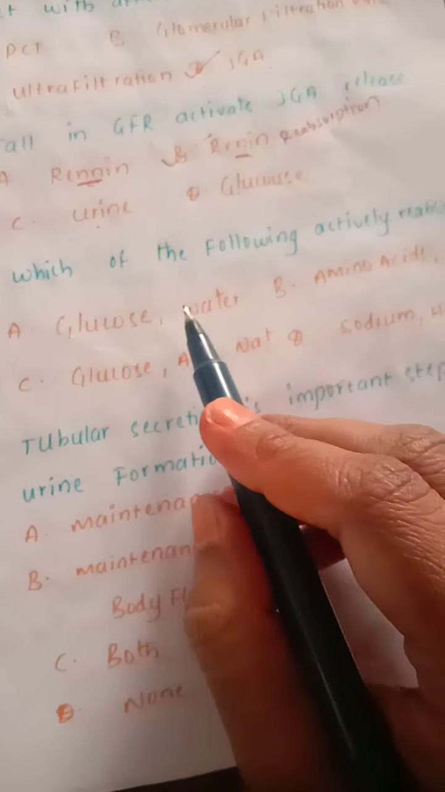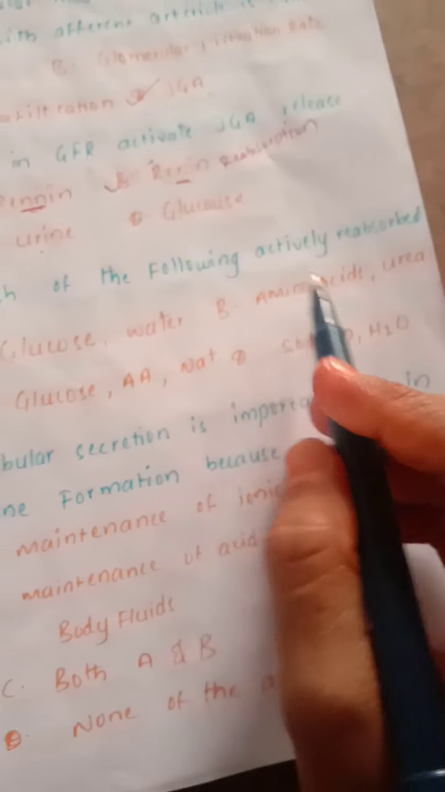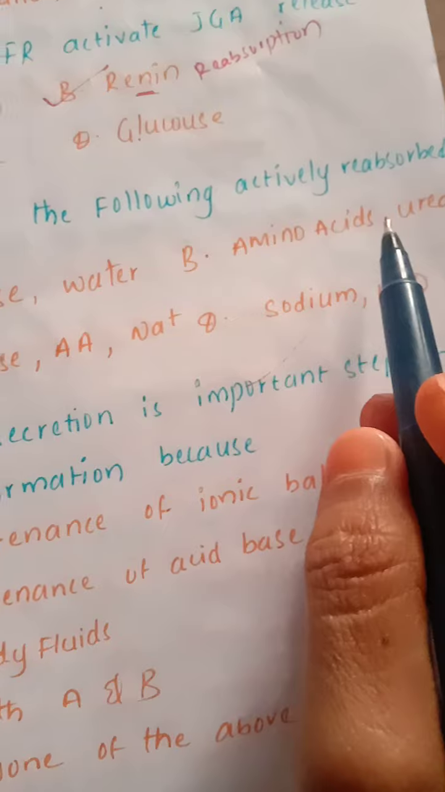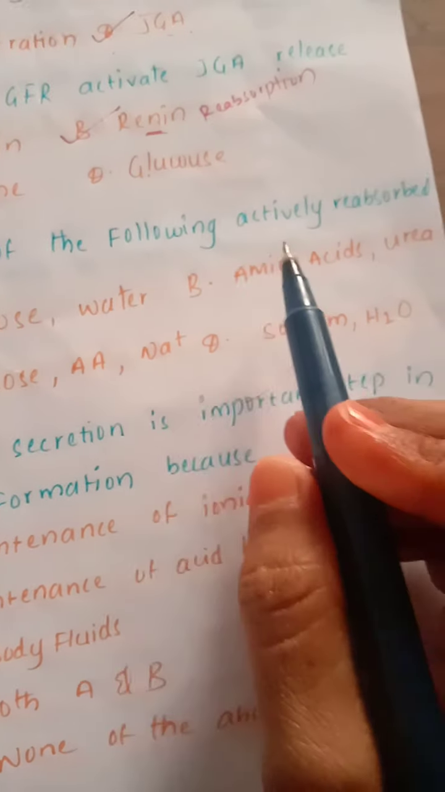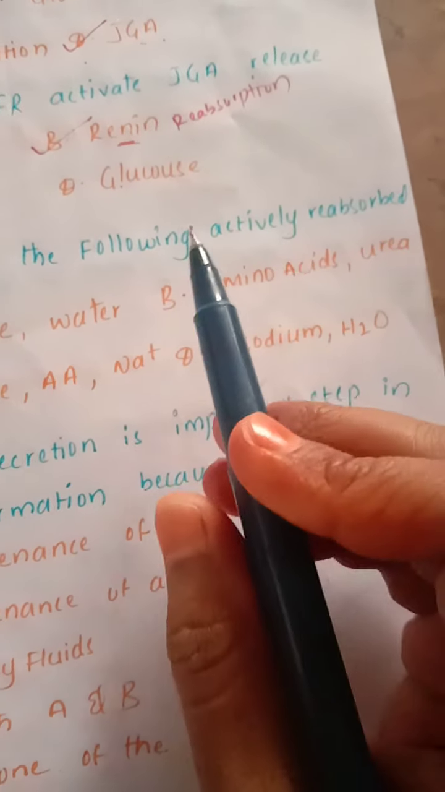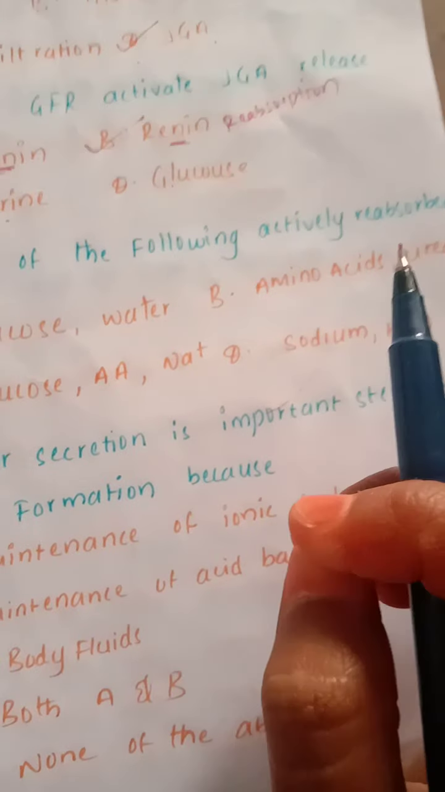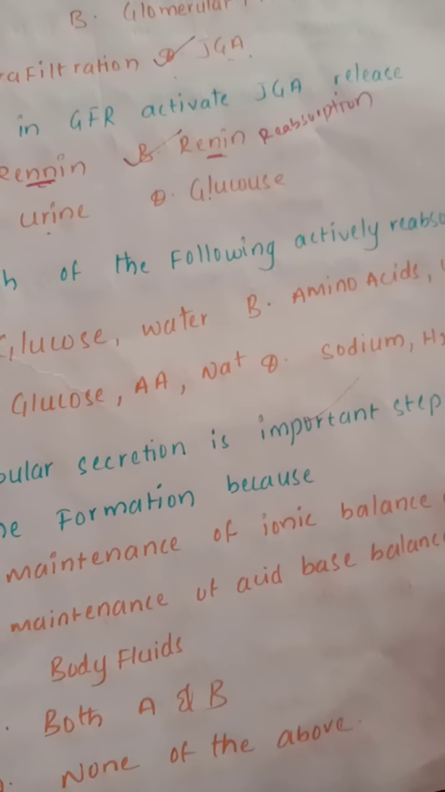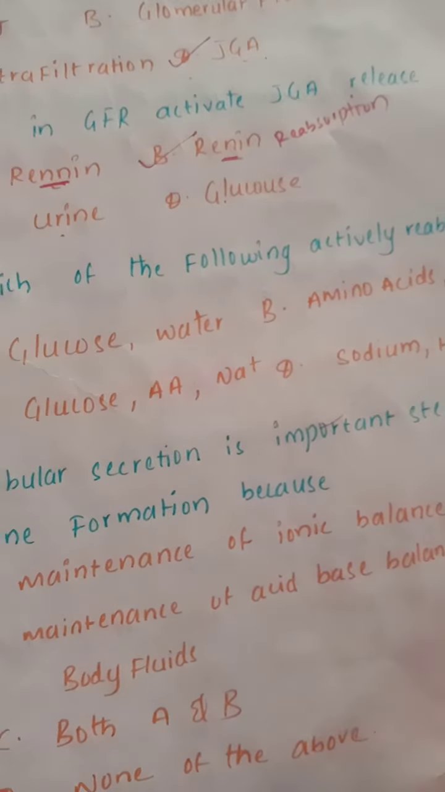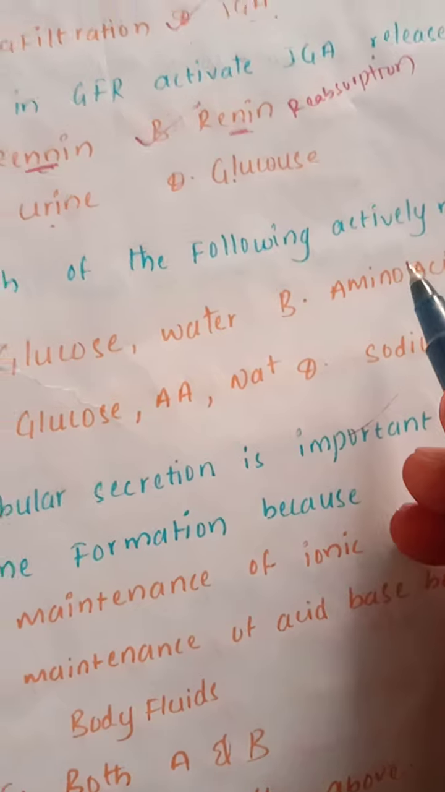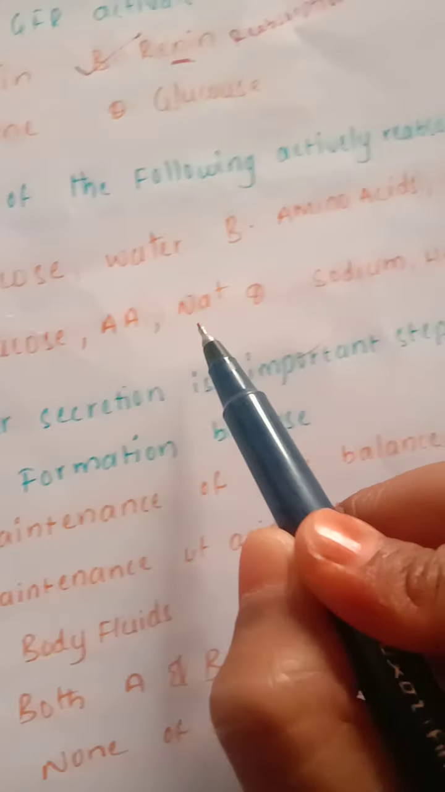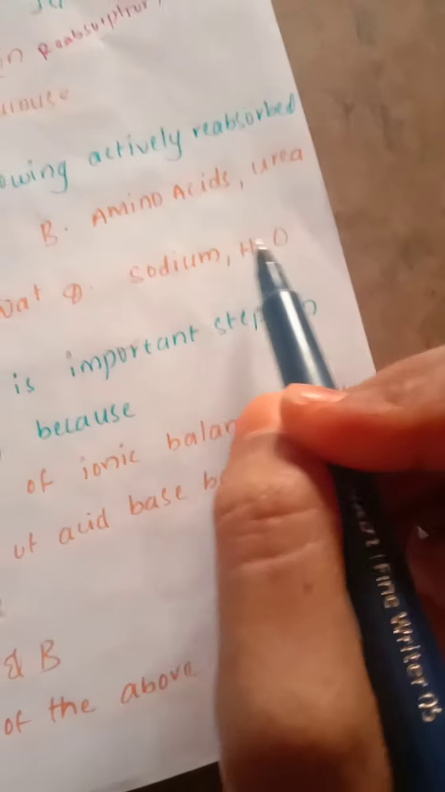Now, which of the following is actively reabsorbed? Glucose, water, amino acids, urea. I already mentioned this. Just remember that nitrogenous waste and water are absorbed through a passive process. The remaining nutrients are all reabsorbed actively. So what is that? We will see. Glucose, amino acid, sodium and water.